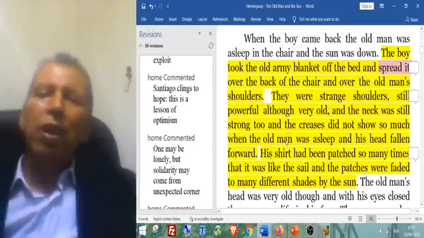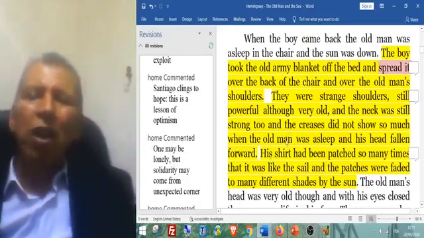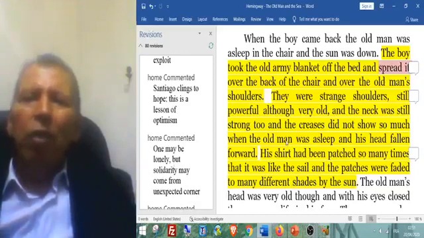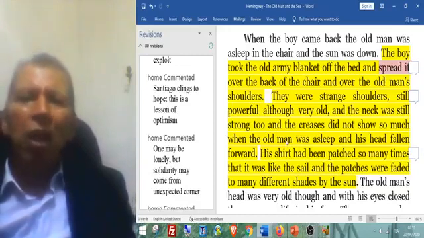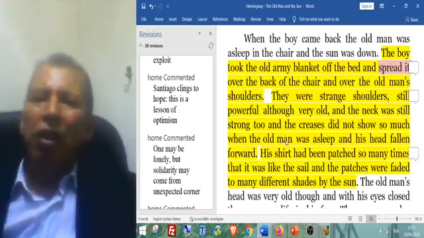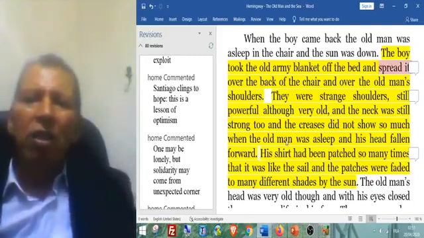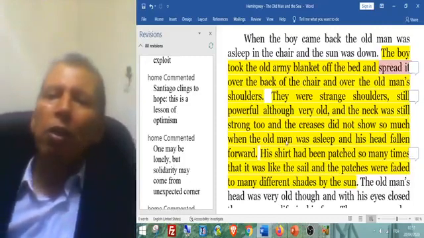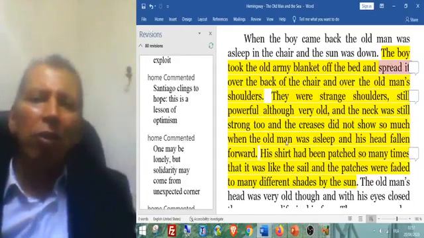So the boy leaves him to go and do some errands. And when he came back, he found him asleep on his chair, I think. When the boy came back, the old man was asleep in the chair and the sun was down. The boy took the old army blanket off the bed and spread it over the back of the chair and over the old man's shoulders.